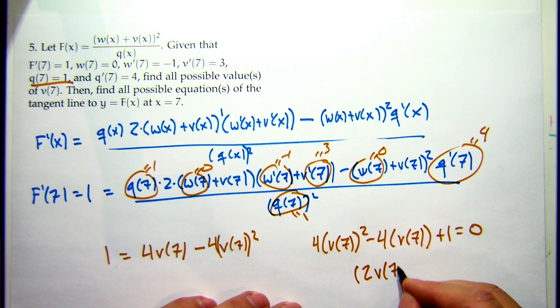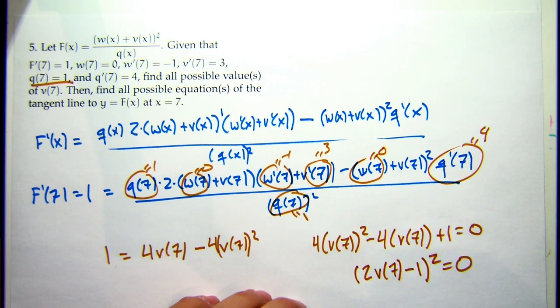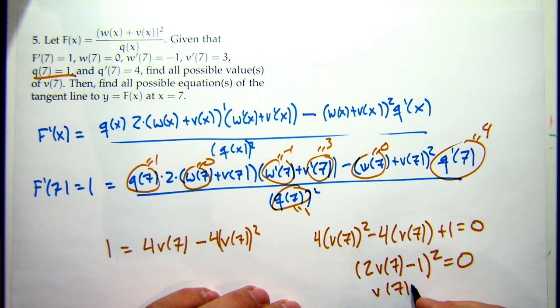You get a factoring polynomial. Everybody gets a factoring polynomial. In fact, it's a square. Wow. Okay, what does that say about V of 7? It's 1/2. In fact, the only possible value for V of 7 is 1/2. Now we know what V of 7 is.